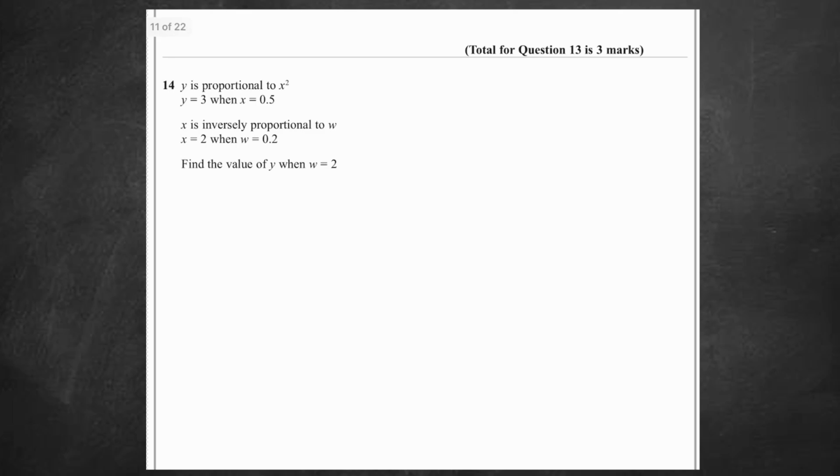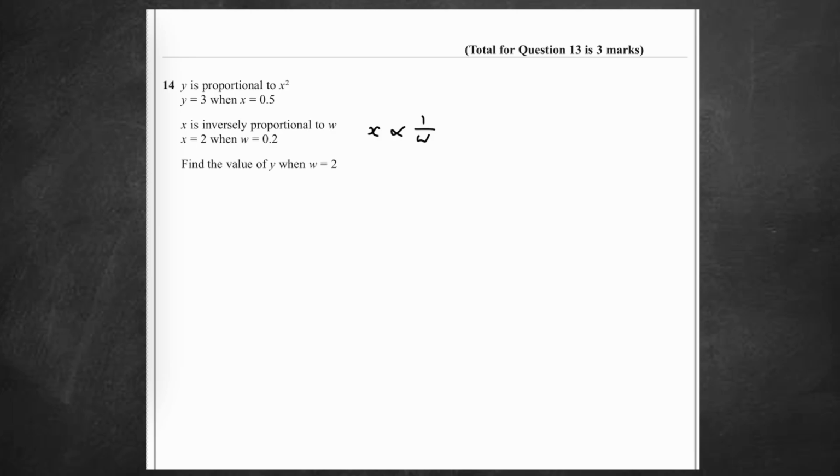Question number 14. Y is proportional to x squared. Y equals 3 when x equals 0.5. X is inversely proportional to W. X equals 2 when W equals 0.2. Find the value of Y when W equals 2. So, X is inversely proportional to W, so I'm just going to write that here. X is inversely proportional to W.